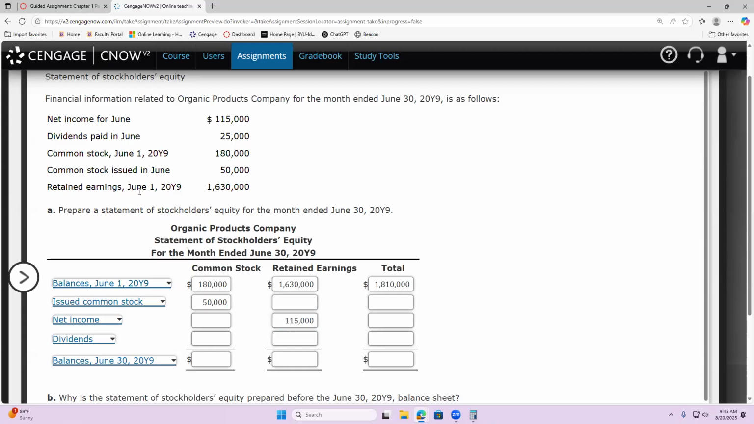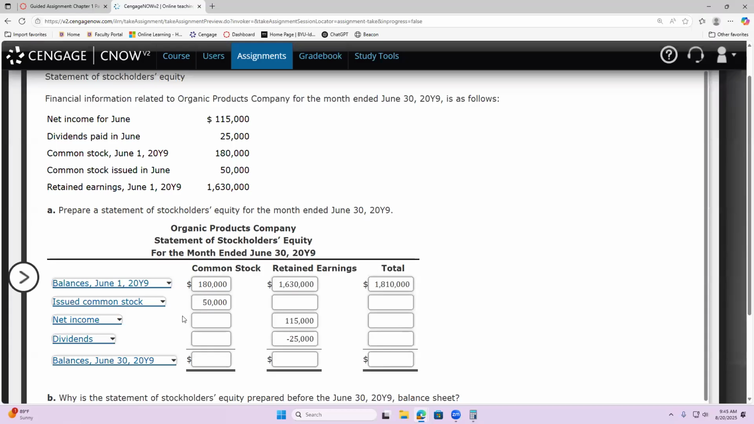And then dividends, we paid 25,000 in dividends. So I'm going to put that as a negative because dividends reduce our retained earnings. And remember yesterday I said that revenue increases our retained earnings and expenses decrease it. Well, that's because revenue increases our net income and expenses decrease our net income.